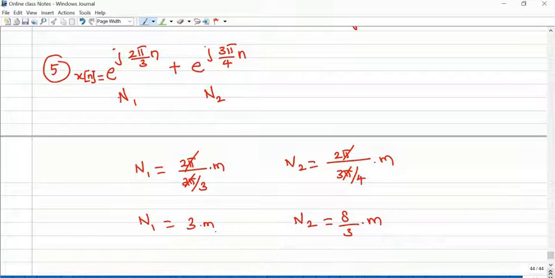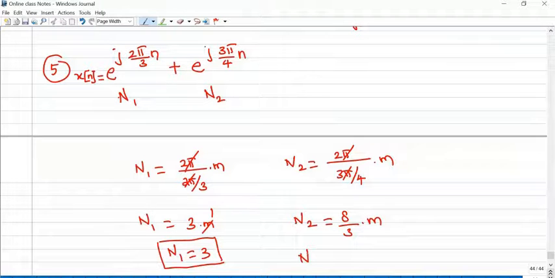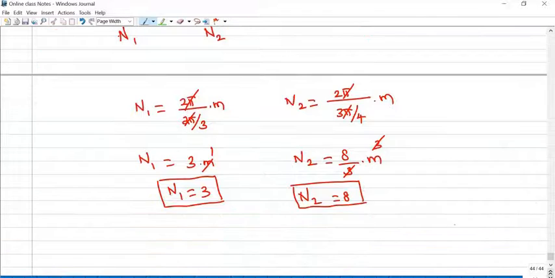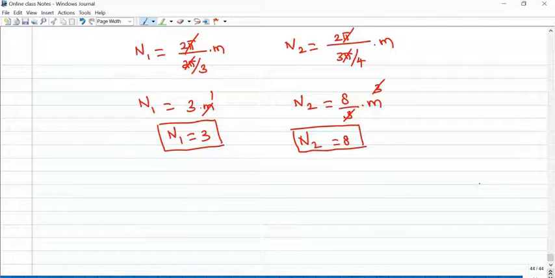For the smallest positive integer, we can select m equal to 1. So you will get N1 equal to 3. For N2, we have to cancel the denominator term, so if you select m equal to 3, the 3 will be cancelled. So N2 equals 8. So N1 is 3, N2 is 8.